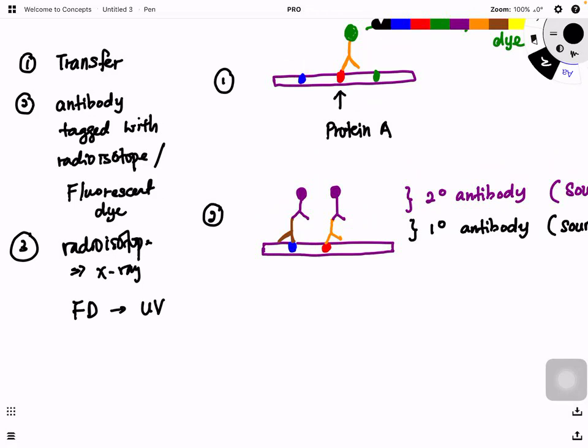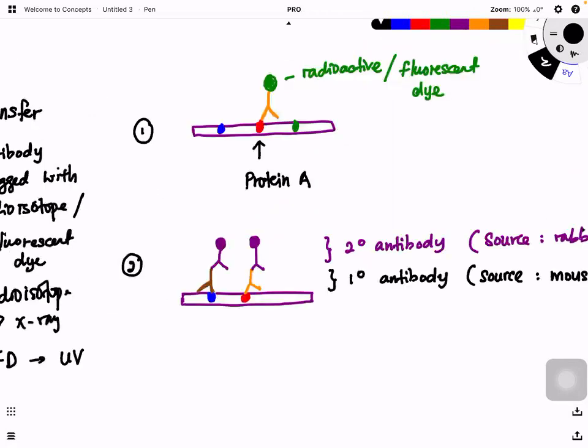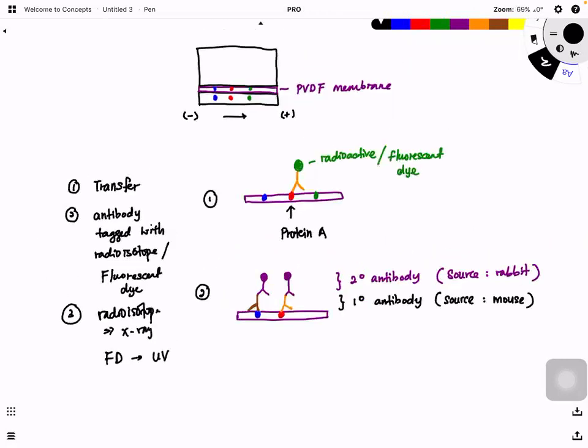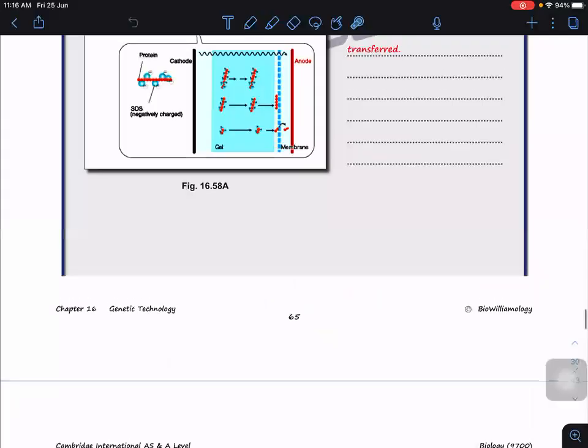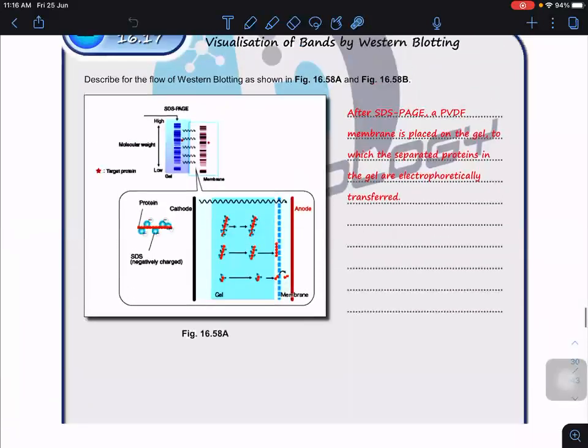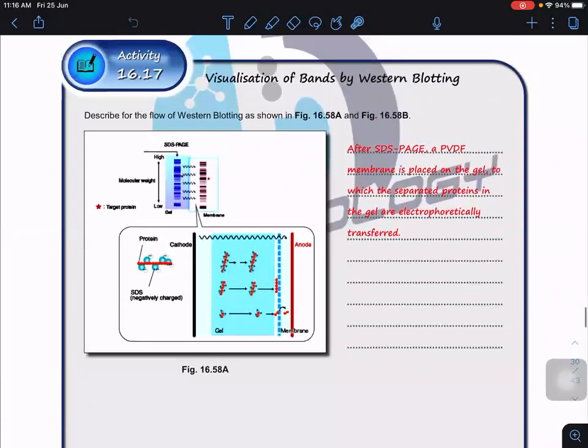We have 2 ways. Either we can use a direct or indirect method. Okay. So that is the use of monoclonal antibody in research. If you need, you can take a photo of these slides or this diagram, and then we go back to our notes. Okay. Now look at this here. So how do we visualize the band by using a Western blot?